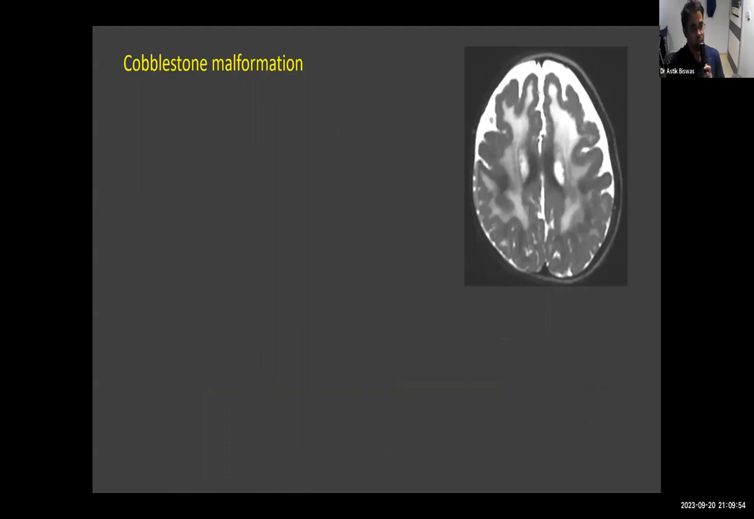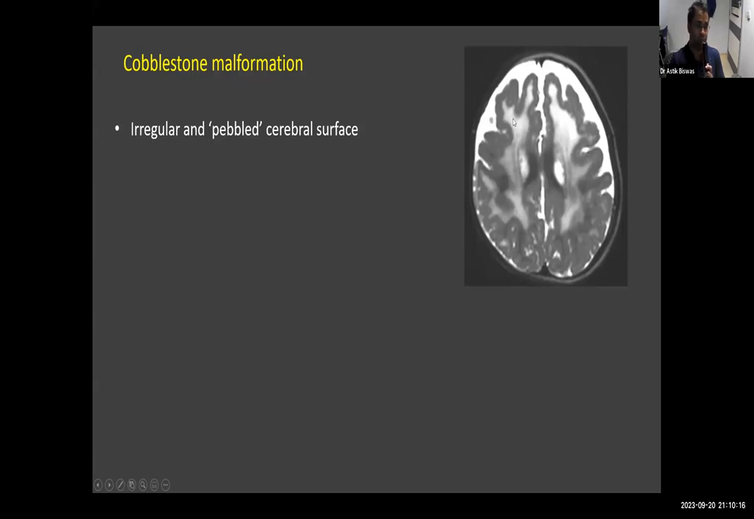Moving on to cobblestone malformation. It is described as an irregular, pebbled-like cerebral surface. If you imagine the glia limitans being disrupted, and then there's this heap of neurons that have migrated across it, that causes this very pebblestone-like appearance.